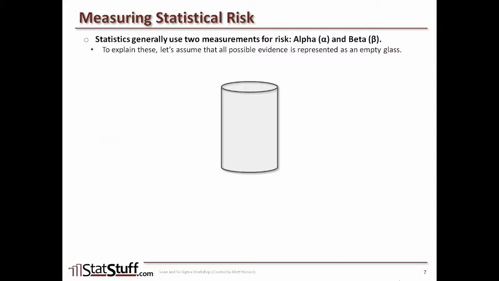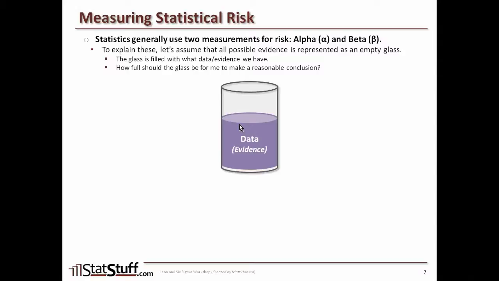So to help explain these, let's assume that we have an empty glass. And this empty glass represents all the possible evidence or data that might be about a particular issue that we want to know about a particular subject. And let's just say we're going to fill the glass with what we're calling the data or evidence. The glass is only going to be filled for as much data or evidence that we have about the particular subject. So we might ask ourselves then, how full should the glass be in order for me to make a reasonable conclusion? So if we have a whole lot of information about something, a whole lot of data to back it up, a whole lot of evidence, then the glass might be very full, enough to say this is the decision we should make because we have enough data to support it.